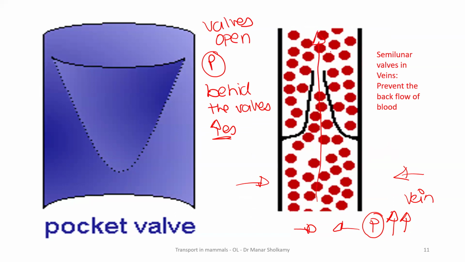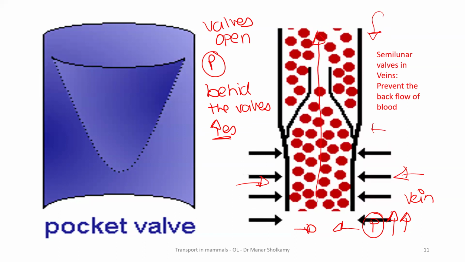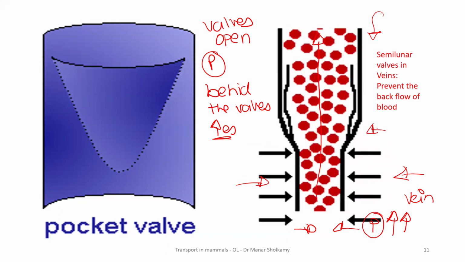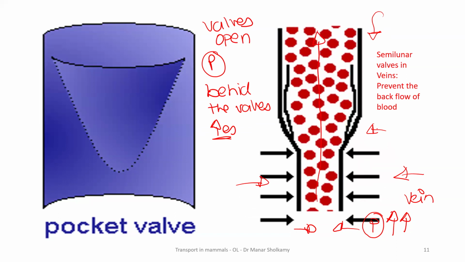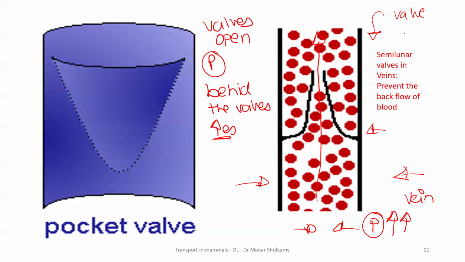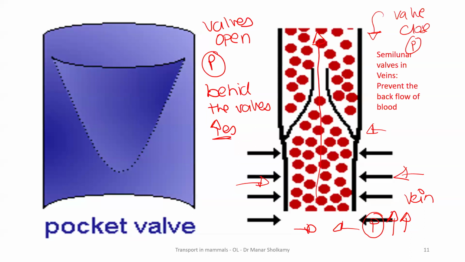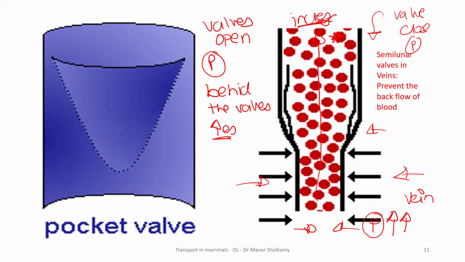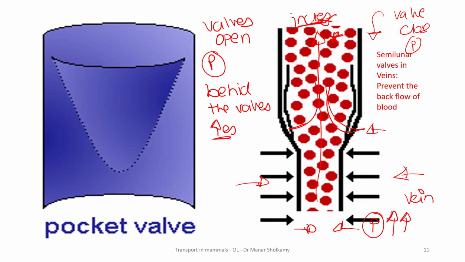Now, I want you to pay attention. The blood, if it tries to move in the opposite direction, what happens to the valve? Will the valve allow it to move in the opposite direction? No, it doesn't. So when do the valves close? Valves close when the pressure in front of the valve increases. So the pressure here. When the pressure in front of the valve increases, the valve will create a pocket and will prevent the backflow of blood.